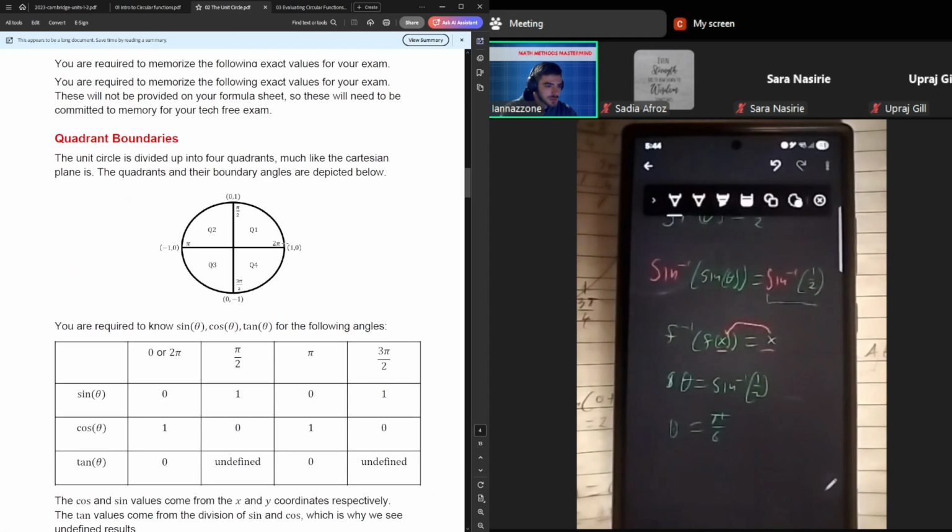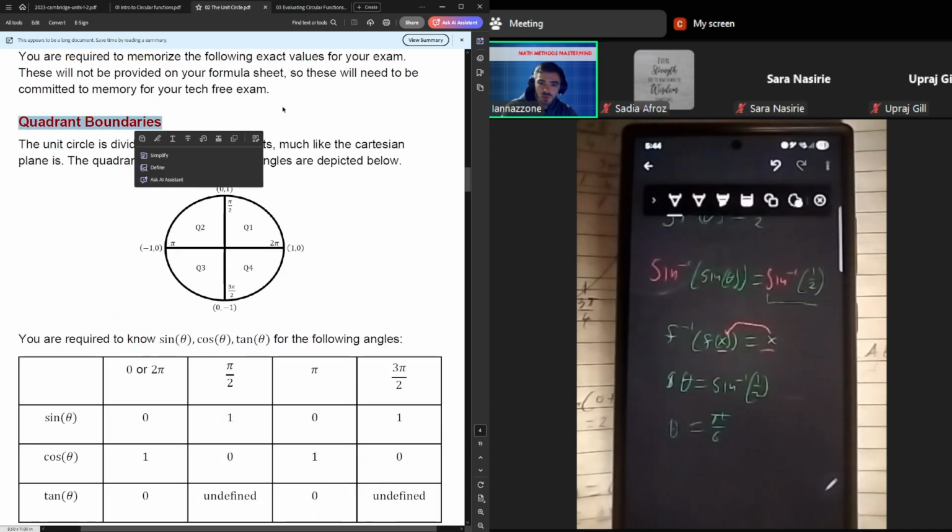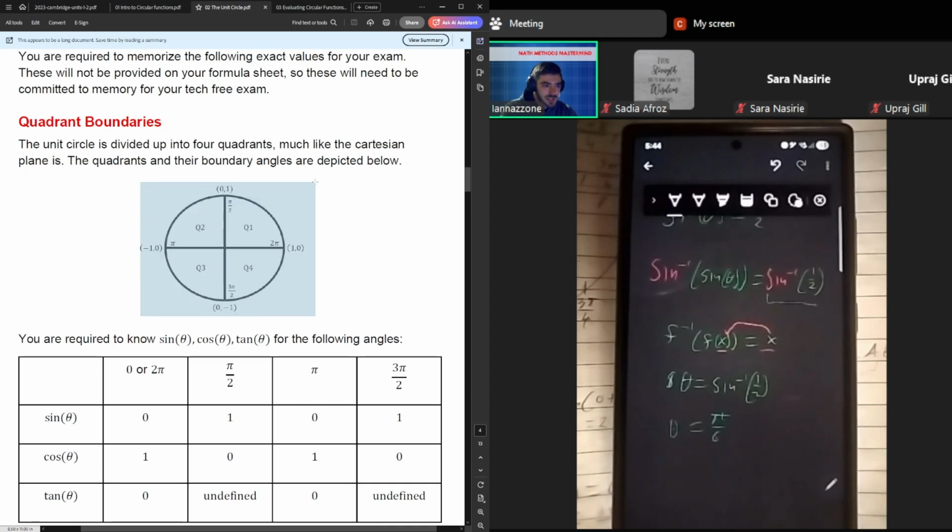Okay, so some initial exact values of the unit circle. First things first, we look at the quadrant boundaries. So just like an XY axis has quadrants, so too does the unit circle, because the unit circle does exist on the XY axes. Quadrants 1, 2, 3, and 4 exist the exact same way that they have always done on the XY axes, the Cartesian plane.